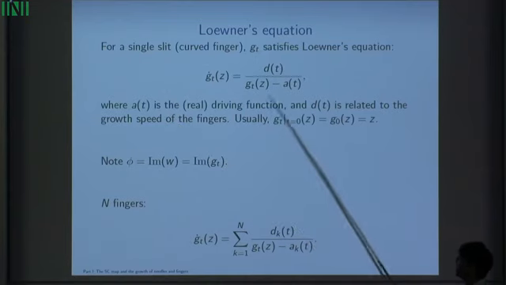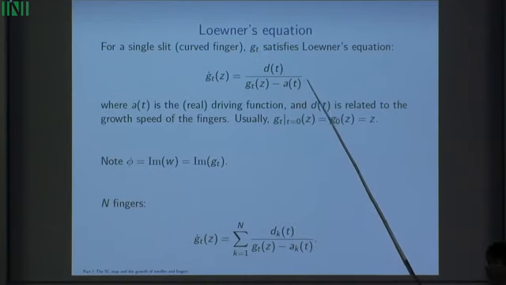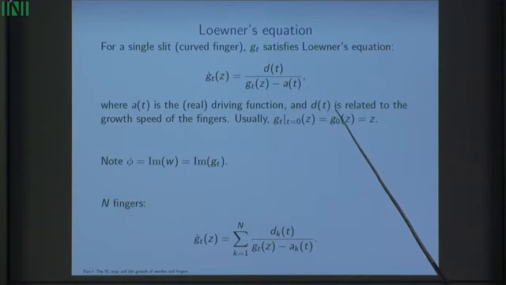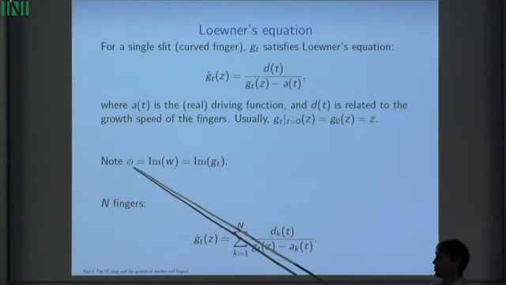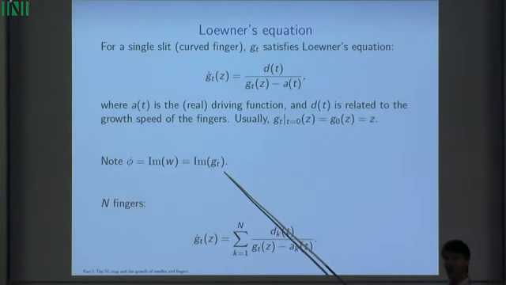Here a of t is the real driving function, so this is purely a real function. D of t is also real, and that's related to the growth speed of the fingers. And usually we solve this equation subject to the initial condition that g is equal to z. So we have the identity map. There's no fingers. They grow from the real axis at t equals 0. And phi, our solution that we ultimately want, is just the imaginary part of this map. And we can generalize this in a straightforward way to n fingers.